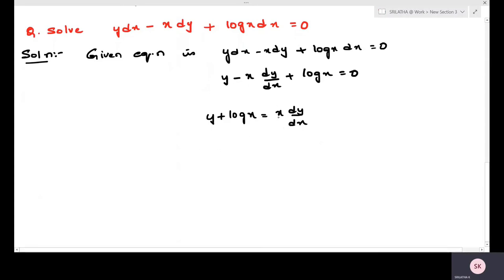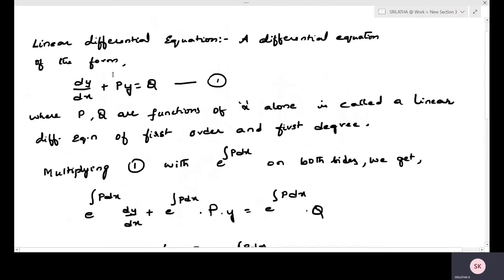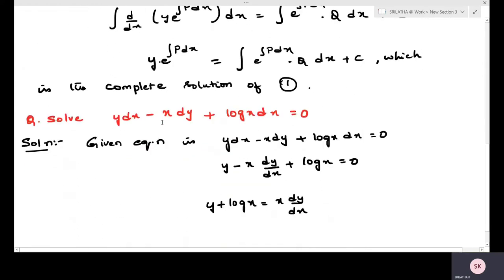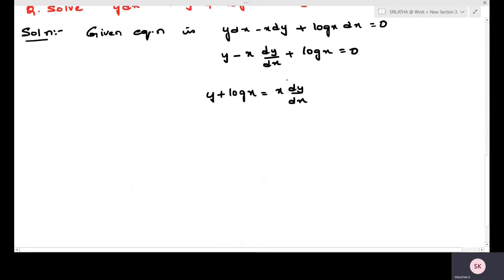I have to divide it with x because dy by dx, when I see the definition, I'm scrolling up, see the equation number one. Now you have to make the coefficient of dy by dx as 1 here. So the same thing I'll do here. I am trying to make the coefficient of dy by dx as 1. So for that, I have to divide the equation with x. So I'll get y by x plus log x by x is equal to dy by dx. Okay, now I'll just reverse the equation and write so that it is easy for us to understand.